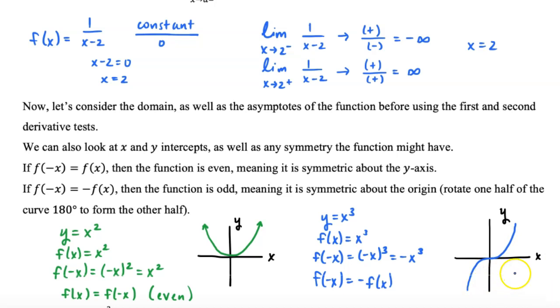Now, what it means to be symmetric about the origin is that if I rotate one half of the curve 180 degrees, I can form the other half. So if I imagine I'm splitting this curve at the origin, and I take this bottom curve and rotate it up 180 degrees, it will exactly trace over this first curve right here. So that's our odd function. So next, we're going to use these ideas along with our first and second derivative tests to sketch a graph that's a little bit more complicated.